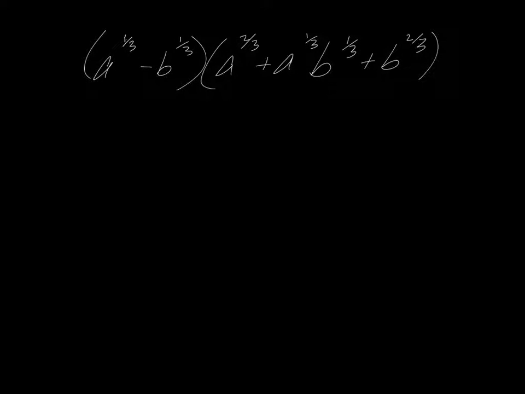Alright, so what we're going to do here is multiply, and again use kind of like the FOIL method. We take this times each one of these, and then we take this times each one of these. So that's what we're going to do. Let's do that one first.